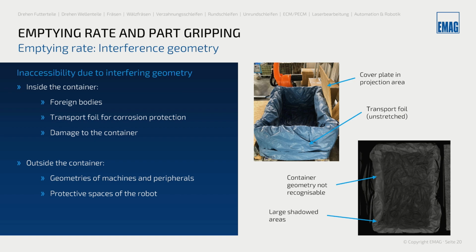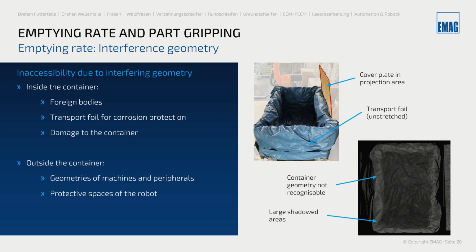On the right-hand side, we can see two pictures of containers packed in transportation foils. And if you look at the top right picture, we can see that there are also interference geometries from outside possible. Like in this case, there's a cover plate that hasn't been removed completely. And this plate will be recognized by the camera system. And therefore, we will have areas where the robot may not move.